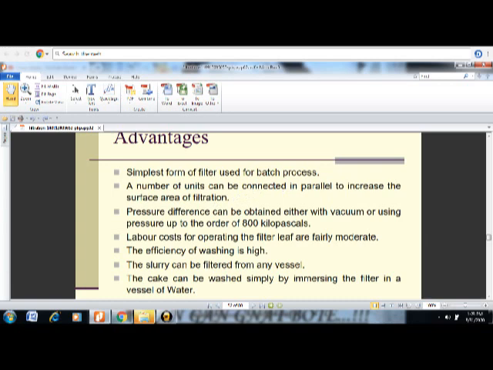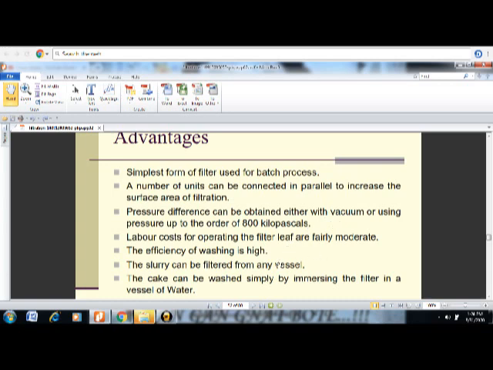यहाँ पे हमने एक यूनिट देखा है, so we can connect the number of units in parallel to increase the surface area. हम लोग 1 2 3 ऐसे नंबर ऑफ यूनिट्स इंक्रीज कर सकते हैं so that we can get the higher surface area. The pressure difference can be obtained either by vacuum or by using pressure up to the order of 800 kilopascals. 800 किलो पास्कल्स तक का प्रेशर जो है, प्रेशर डिफरेंस हम लोग we can obtain it.